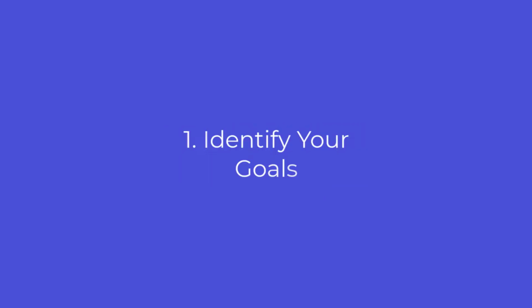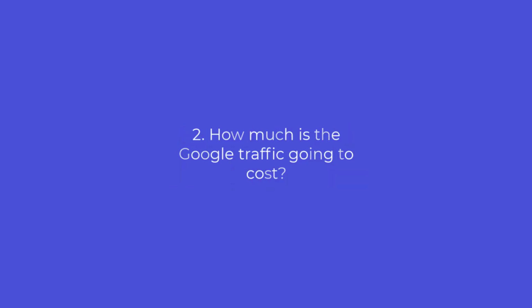So step number 1 is identify your goals in terms of revenue and new customers. You want 10 new customers, you want 40 new customers, or what is your revenue growth? You want 20%, 50% growth. Now we need to understand how much is the Google traffic going to cost us to help us reach that goal.